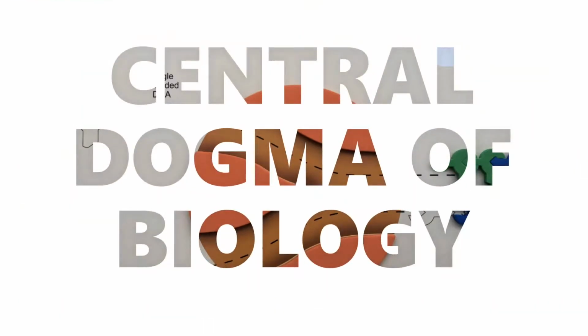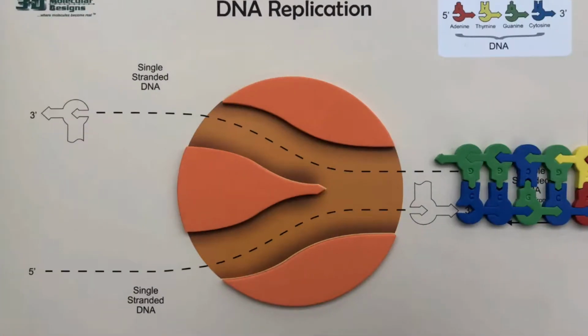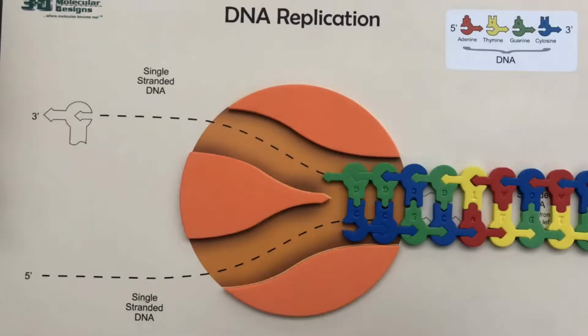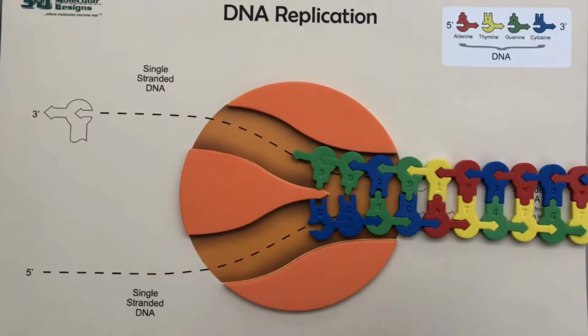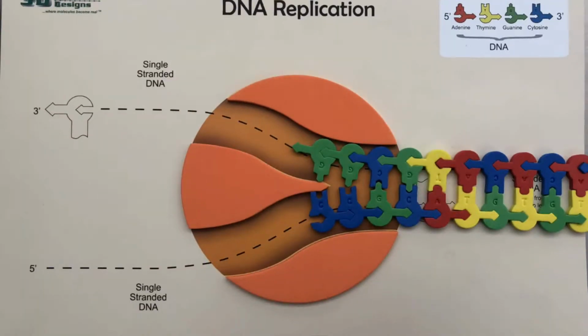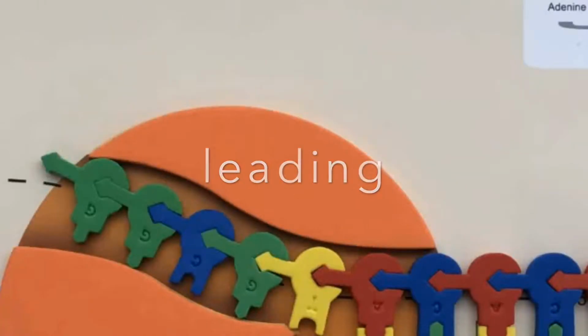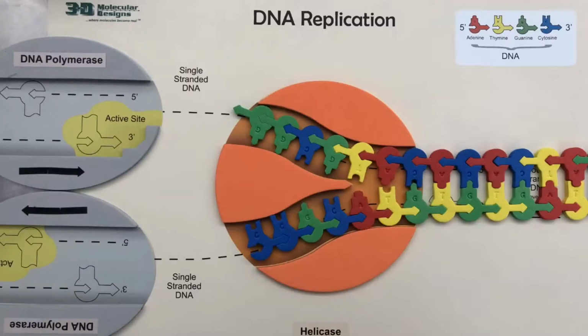In this video, we will be explaining the central dogma of biology, which states that DNA makes RNA and RNA makes protein. Replication is a process in which a DNA molecule is copied to make two identical DNA molecules. Replication begins when the enzyme helicase unzips the double-stranded DNA into two single strands of DNA, one being a leading strand and the other a lagging strand.